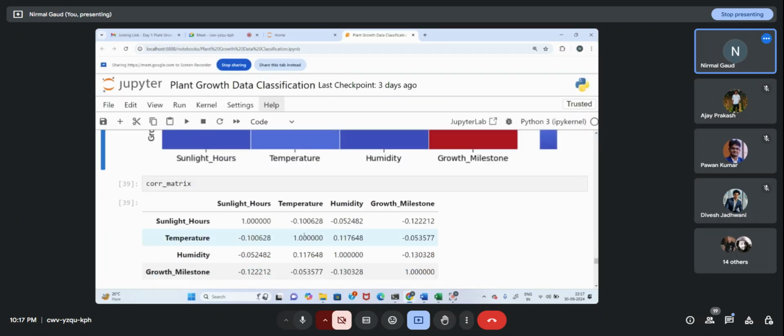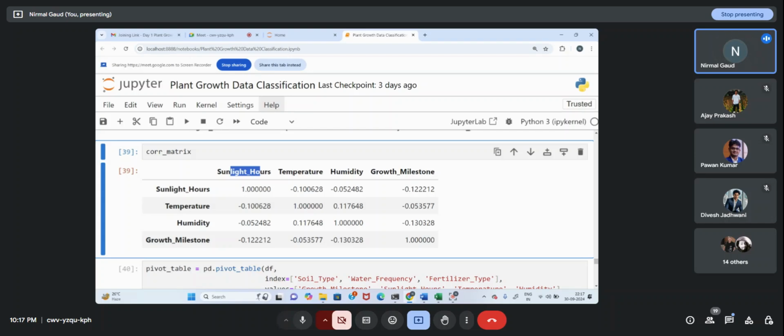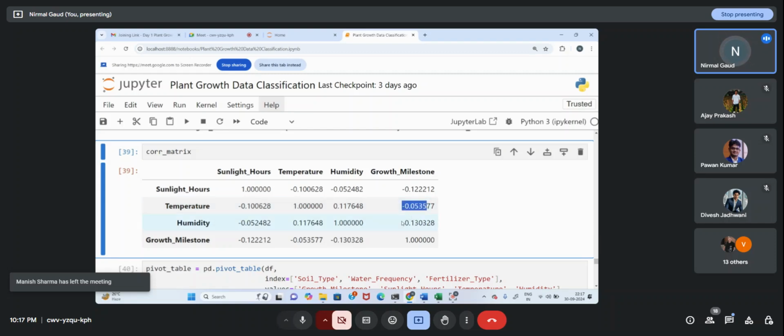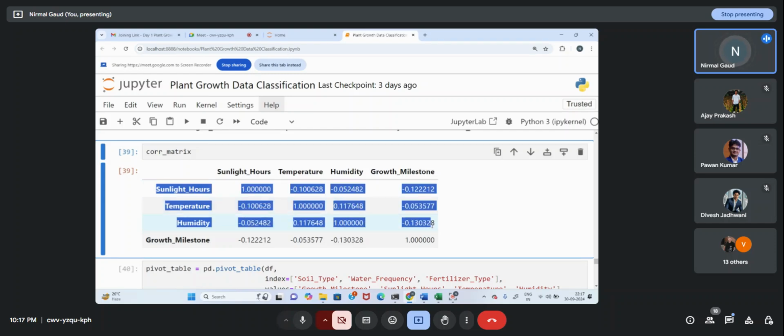You can see sunlight hours, temperature, humidity, correlation with the growth milestone. Only this is 12%, this is 5%, this is 13%. So these environmental factors are contributing less to the growth milestones. How is this possible?